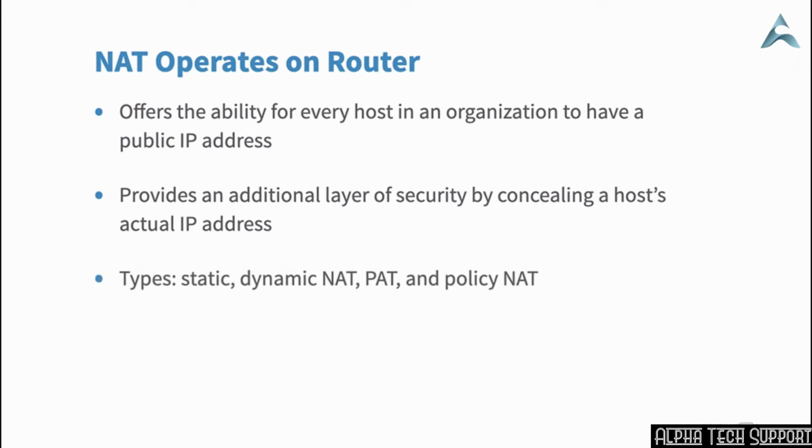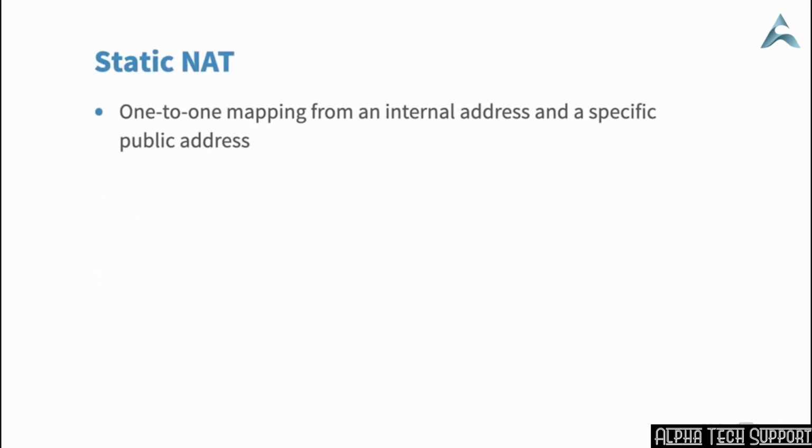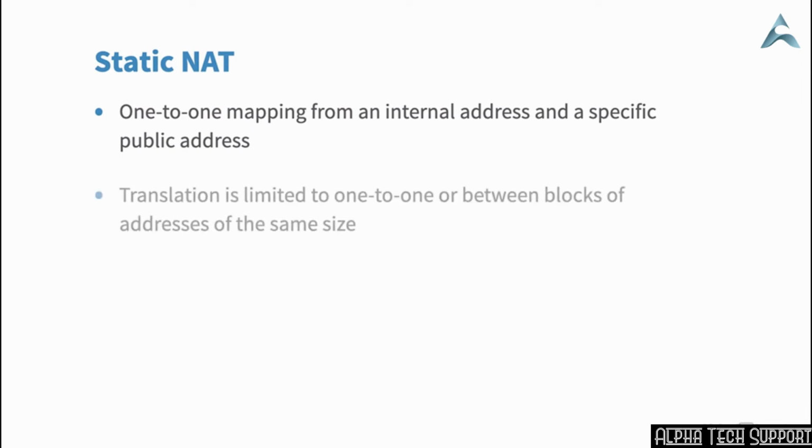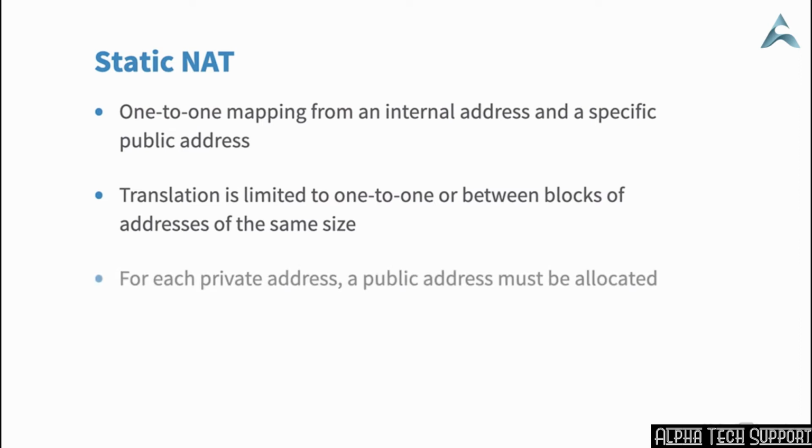In this segment, we'll compare the various types of network address translation used on a network, including static and dynamic NAT, PAT, and policy NAT. Static NAT defines a one-to-one mapping from an internal address to a specific public address. Translation is limited to one-to-one or between blocks of addresses of the same size. For each private address, a public address must be allocated. No address pools are necessary.